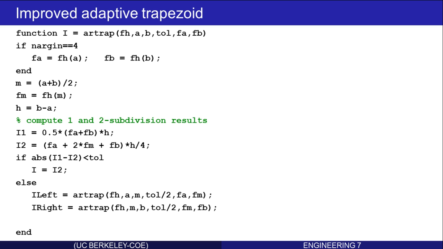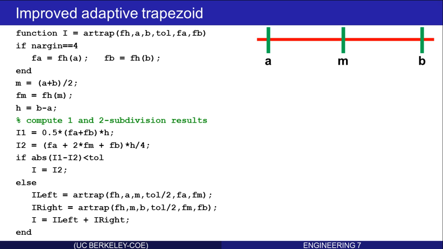We want to integrate fh from m to b with an accuracy requirement of tau over 2. But we already know the value of f at m, and we already know the value of f at b. So let's pass those to this call, and then finally finish by adding those two up. Let's take a pictorial view of what happens here.